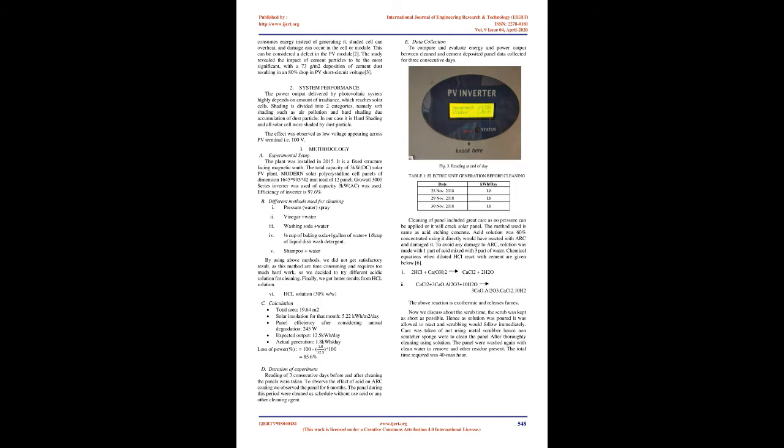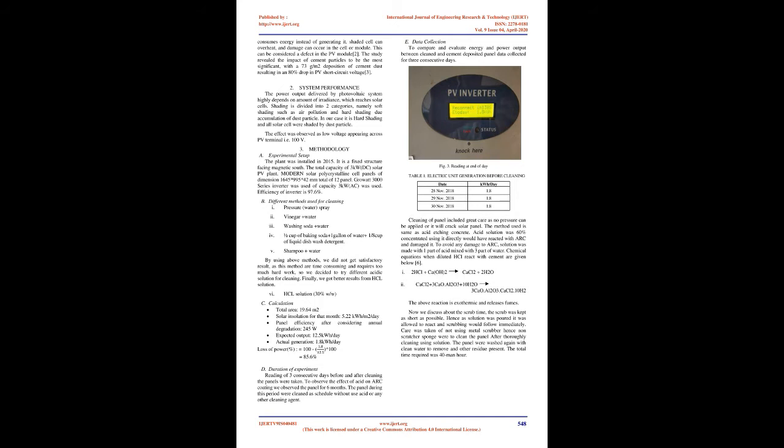Effect of shadowing. The cause of a hotspot could be a variety of cell failures, including partial shadowing. When a cell is shadowed, it could operate in reverse mode, in which the cell consumes energy instead of generating it. A shaded cell can overheat, and damage can occur in the cell or module. This can be considered a defect in the PV module too.